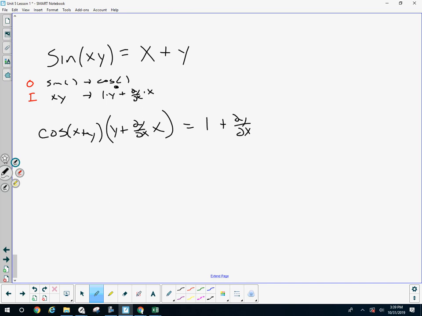Okay, so we got dy/dx's on both sides. We want to try to get the dy/dx's onto one side, but I have a problem. This dy/dx is inside this set of parentheses, which is being multiplied by cosine xy. I cannot just move it. I cannot just take this and put it inside the parentheses. It's not going to be easy to do. Right? I can't subtract the y. It's inside the parentheses. You have to distribute the dy over dx.